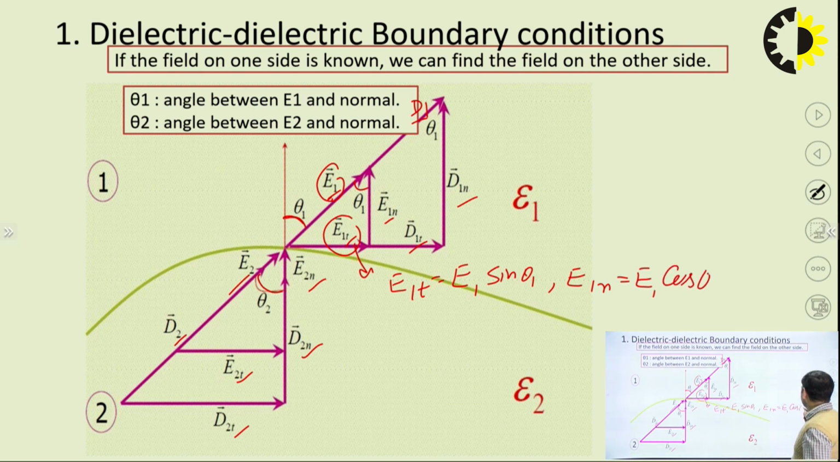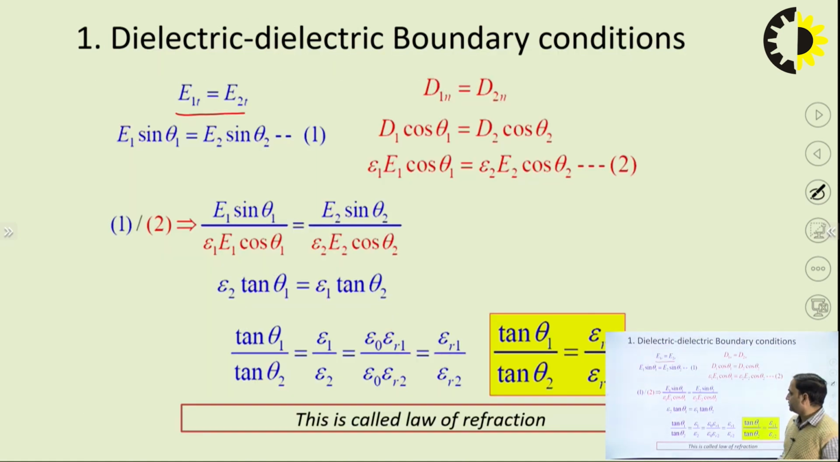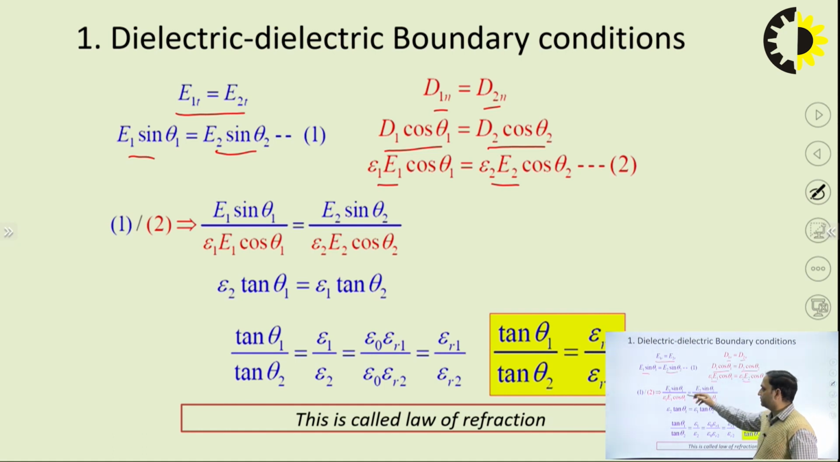Similar to that for D1t, D2t, D1n. Then similarly we can find E2n, D2n, E2t and D2t. When you apply all this together, E1t is E1 sine theta 1 and E2t is E2 sine theta 2. For the second expression we have D1n and D2n, so D1 cos theta 1 and D2 cos theta 2. Just take D1 as epsilon 1 E1 and D2 as epsilon 2 E2. Then just divide equation number 1 by 2.